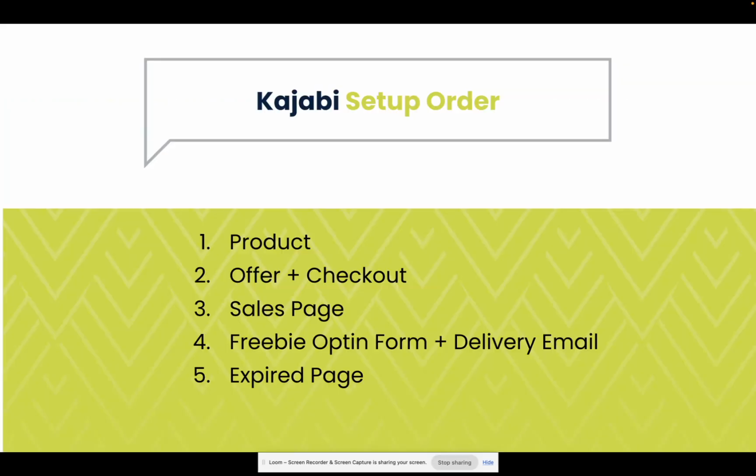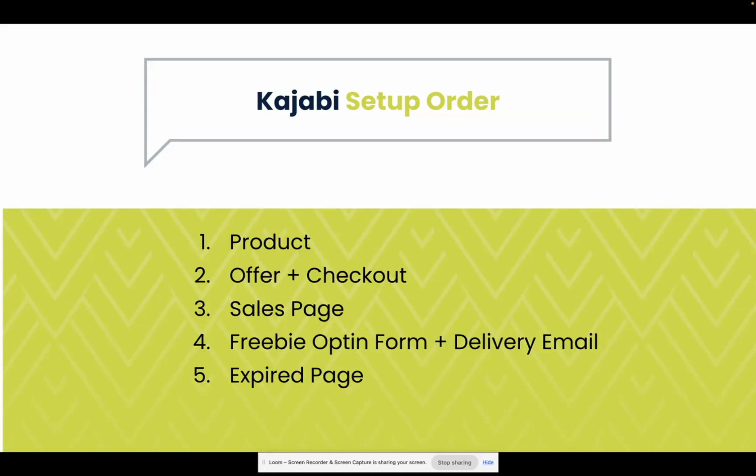And in Kajabi, we're going pretty much in reverse order so that we can link things to one another. So we first need to create the product. So this is like the course, for example, that you will be selling in this limited time offer. Then we create an offer, and we first created the product so that we can now put the product inside the offer, and the checkout page, we create that as well. Then we create the sales page that then links to the checkout page. So there's like a buy now button, for example, and that links to the checkout page we created in step 2. And then we create the freebie opt-in form and the delivery email.